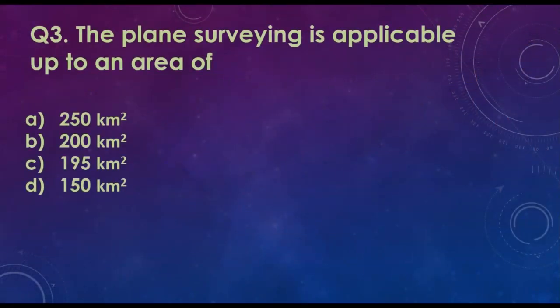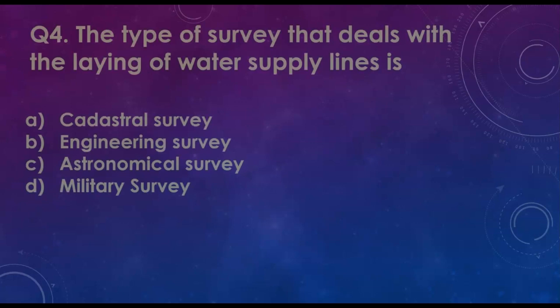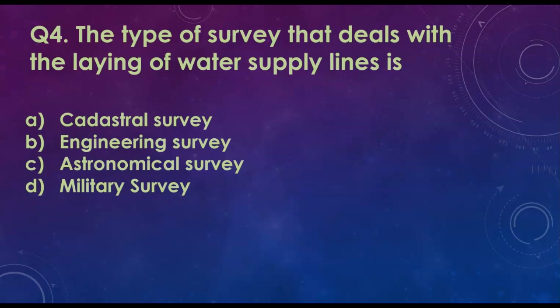So question 3, the plane surveying is applicable up to an area of, the right answer is option A, 250 square kilometers. Question 4, the type of survey that deals with the laying of water supply lines is option A, cadastral survey, option B, engineering survey, option C, astronomical survey, and option D, military survey.